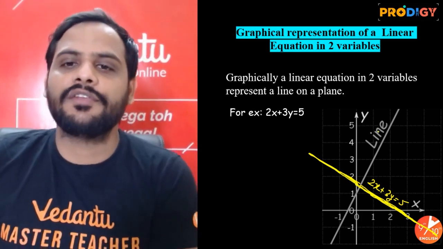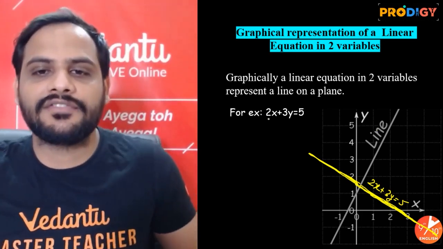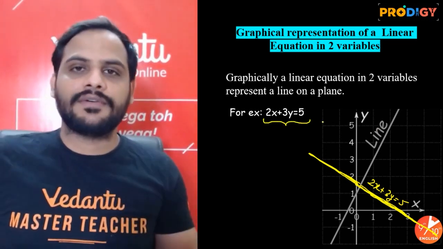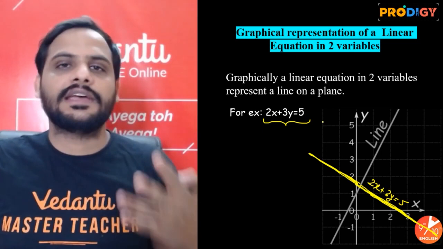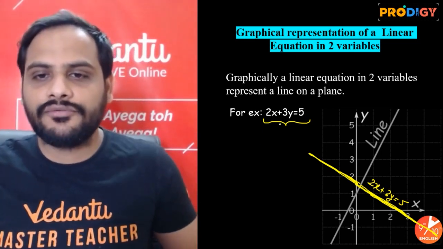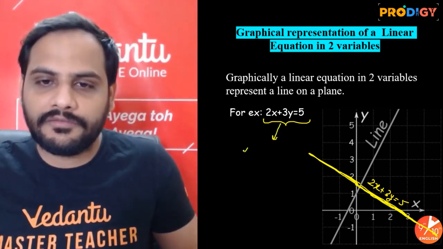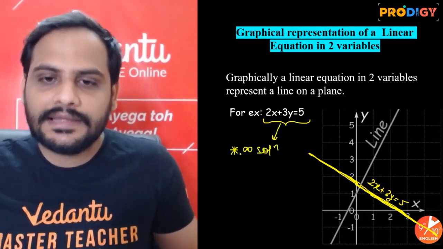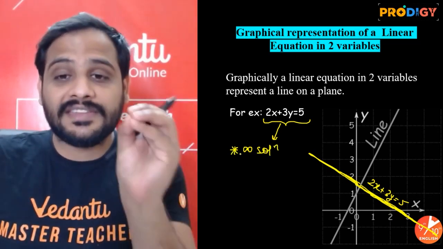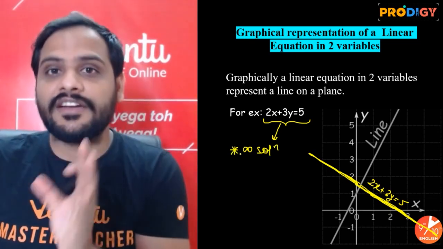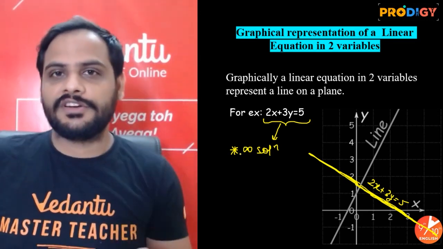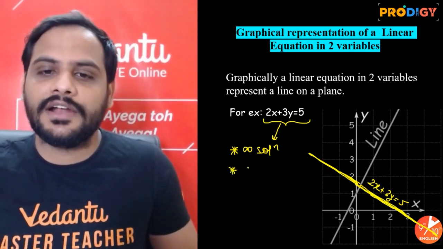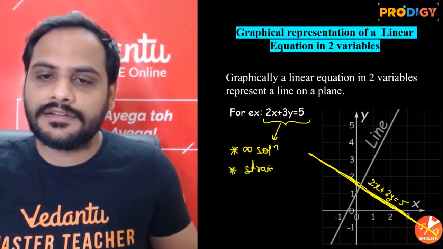Alright beta. Then also, if you remember, there are infinite solutions. The way I have assumed the value of x as 0, I can assume it as 1, 2, 3, 4, anything. So I know that for a linear equation in two variables, there exist infinite solutions, and all those infinite solutions are present on a straight line.